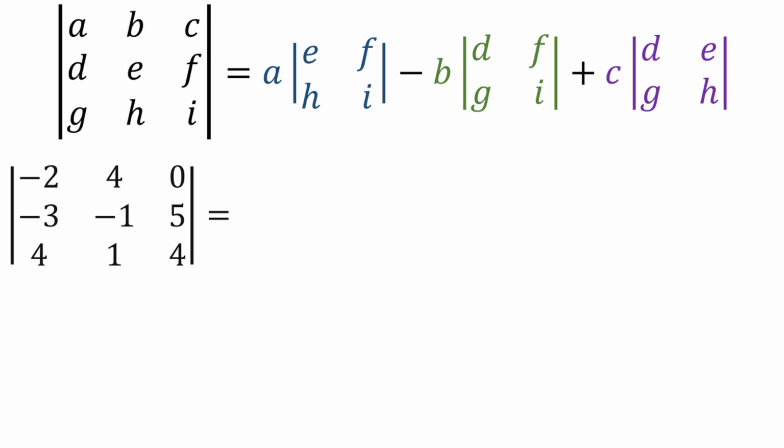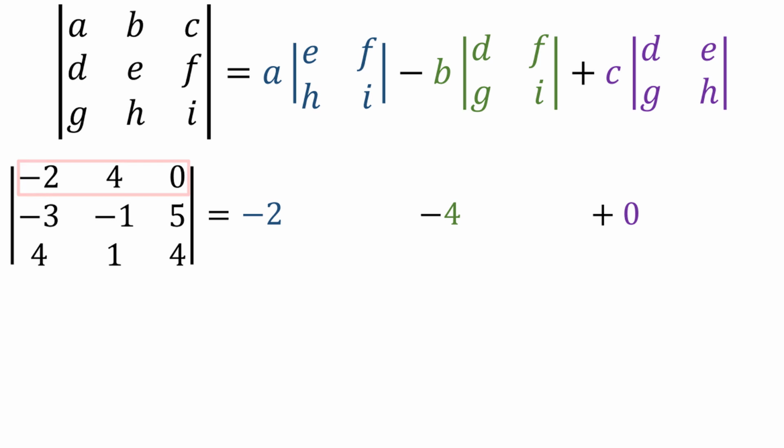Say we have this 3x3 matrix, which we are instructed to find the determinant of by the vertical lines around the matrix. The determinant of this 3x3 matrix will include the determinant of 3 2x2 matrices, which will need to be multiplied by the values in the first row, negative 2, 4, and 0. But remember that the middle determinant always has to be subtracted, so we actually have negative 2, negative 4, and 0.